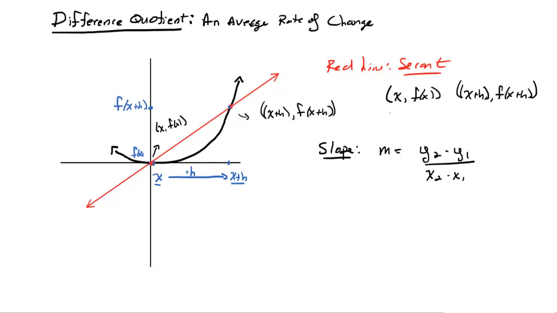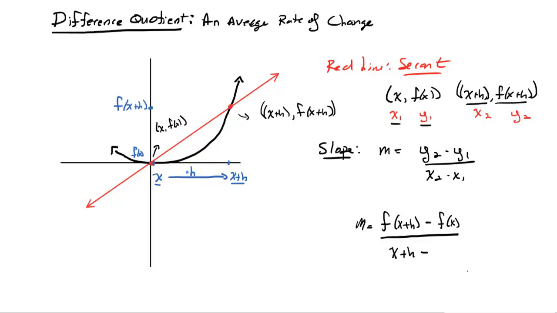So this here is my x1, this is my y1, this is my x2, and this is my y2. Plugging in, I'm going to have y2, which is f of x plus h, subtracting my y1, which is f of x, all over x2, which is x plus h, minus x1, which is x. And notice here, I'm sure we see how the x's in our denominator cancel, and we are left with f of x plus h minus f of x all over h.